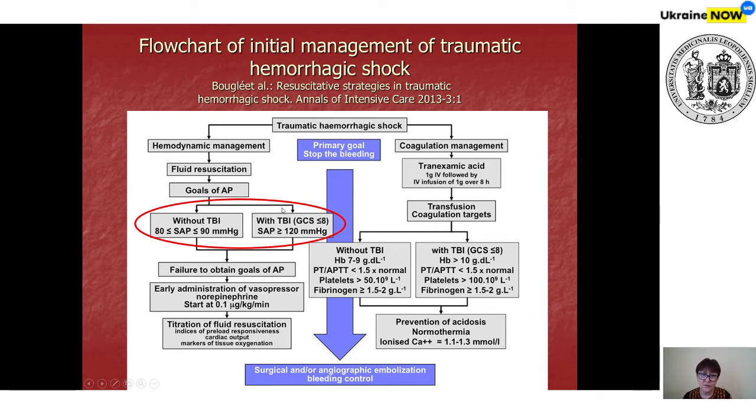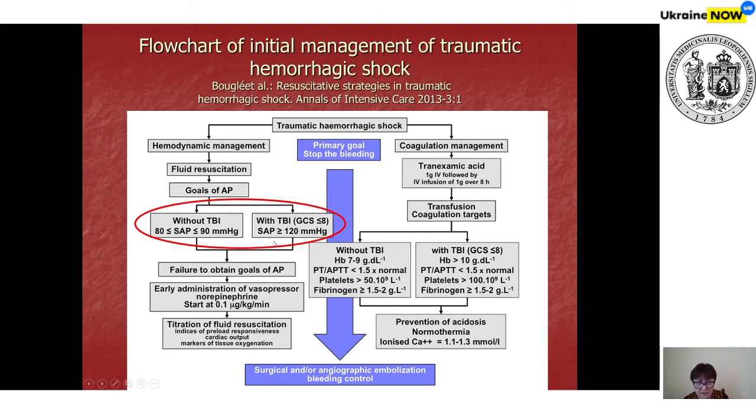But in patients with traumatic brain injury, comatose, with a Glasgow Coma Scale of 8 points or less, systolic blood pressure must be maintained above the level of 120 millimeters of mercury.